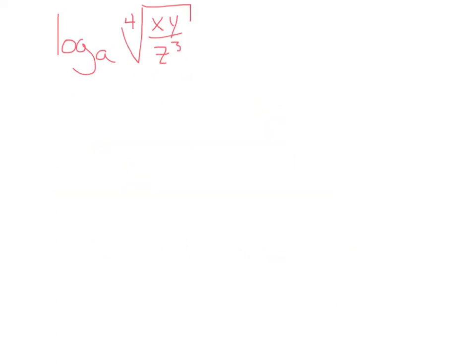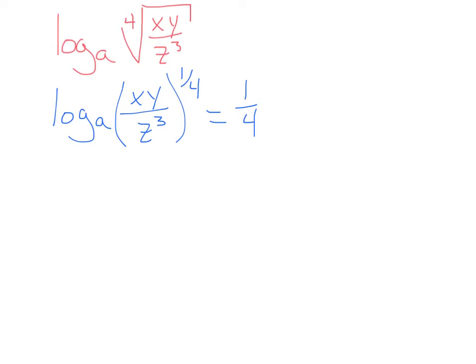For this example, the first thing you're going to want to do is change our radical here into a rational exponent. So remember, you do that. This would be the 4th root, so now we have log base a, and I'm going to use parentheses here, and all of this is to the 1/4 power. Now you don't want to make this complicated, so anytime you can deal with your exponent right away, we should do that. So I'm going to take this 1/4 out front and have 1/4 times log base a of xy over z cubed.